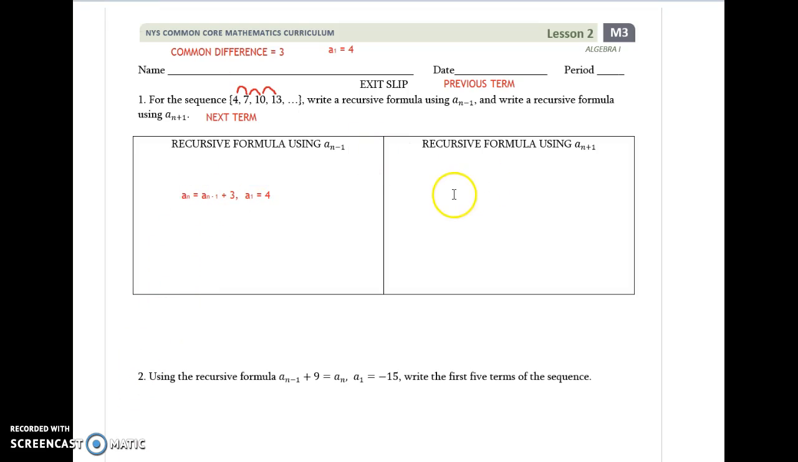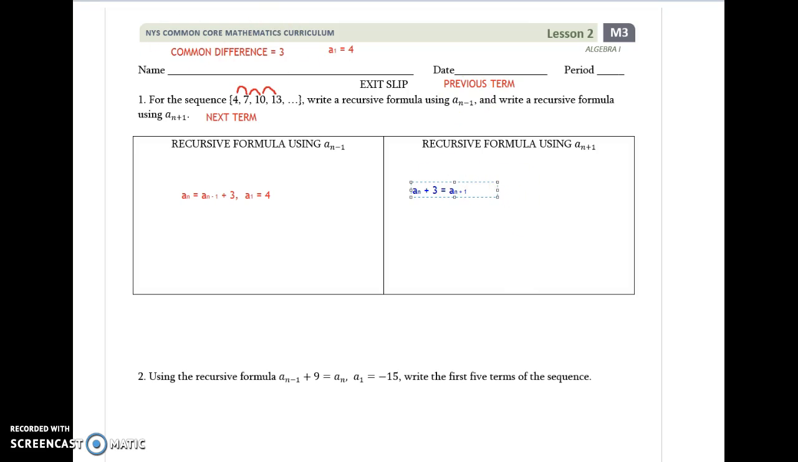The next thing we were asked to do is write the recursive formula using a sub n plus 1, which is the next term. So when we talk about recursive formulas, we can say, starting from any term, if you add 3 to it, you get the next term. So the way I'm going to write that out is, starting from any old term, which is a sub n, we can add 3 to that particular term, and then we'll get the next term in the sequence. So in order to write that out, we say the next term in the sequence is a sub n plus 1. And notice that these are subscripts.